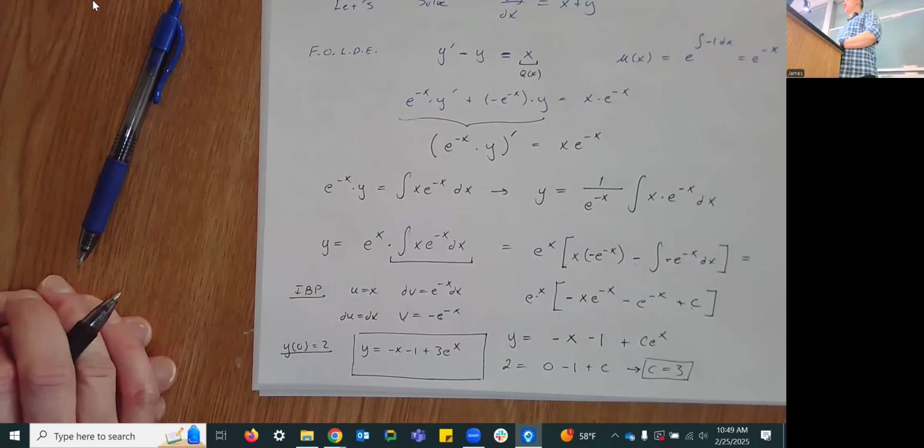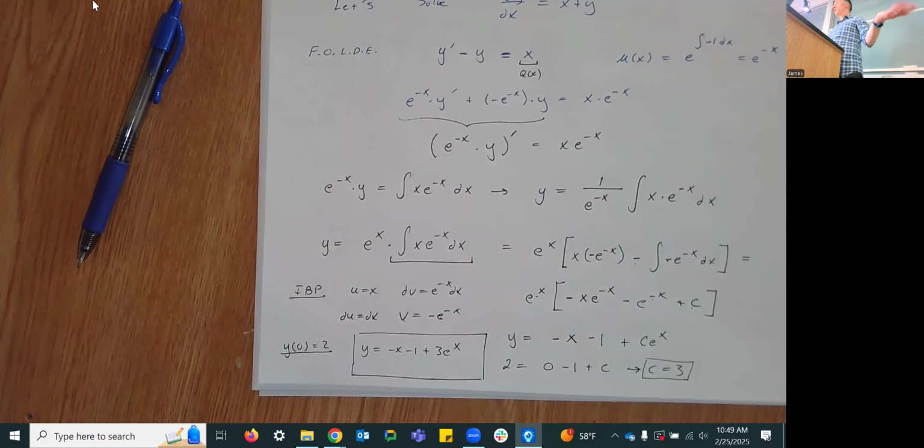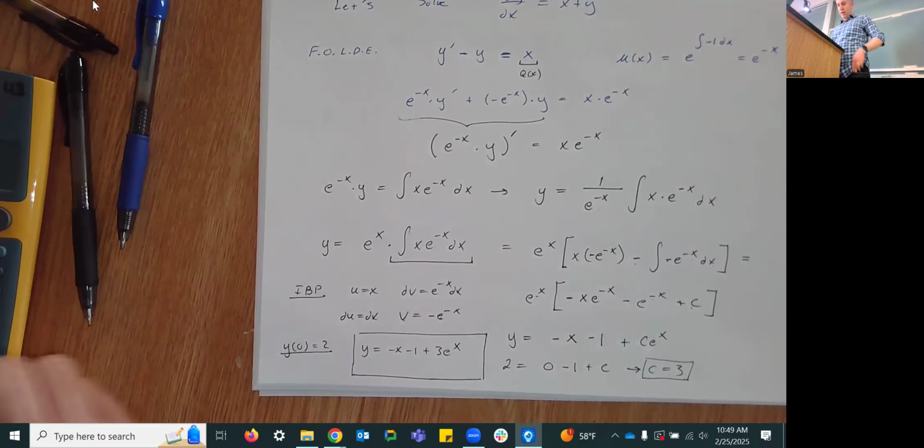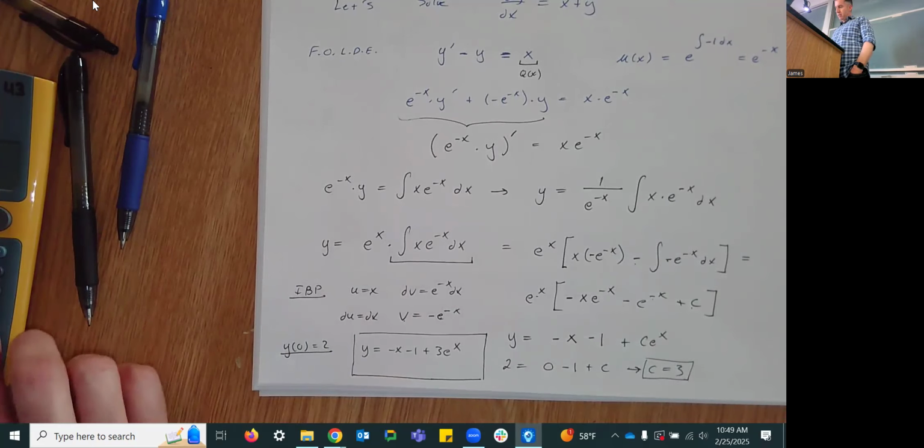And now we can answer the question, is our estimate good? By plugging, and the answer is going to be, I don't really know, because how good is it? Let's find out. If we plug in 2 for x, we're going to get that y is equal to negative 2 minus 1, so negative 3 plus 3 times e squared.